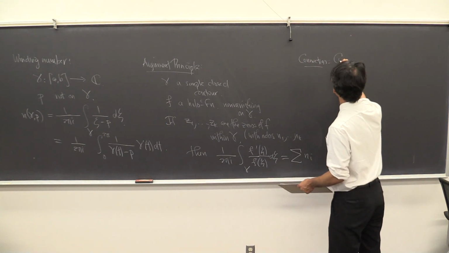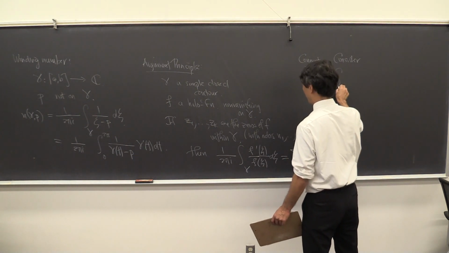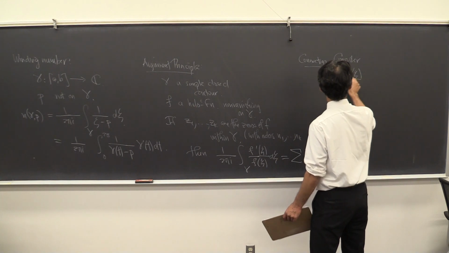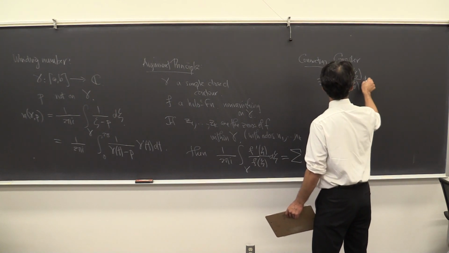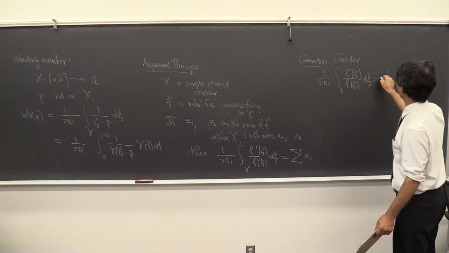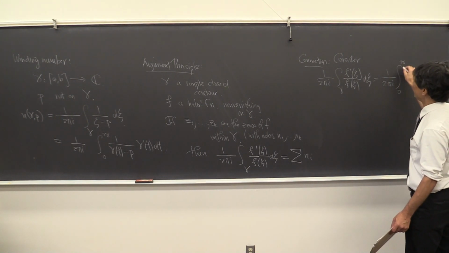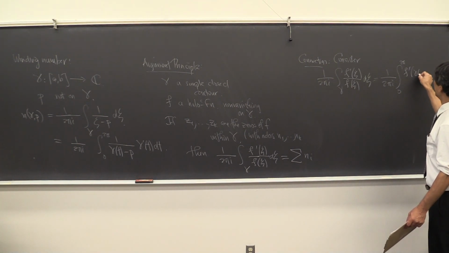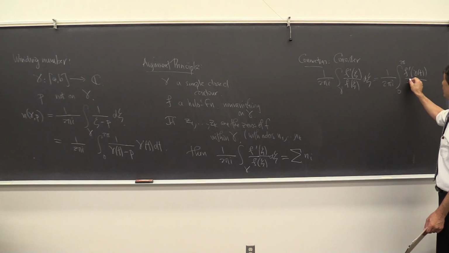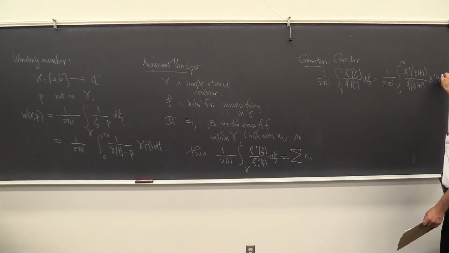But here's the connection. If we consider this thing, 1 over 2 pi i, integral over gamma of f prime of zeta over f of zeta d zeta, what is this thing? Well, just concretely, when you spell it out, it's the integral from 0 to 2 pi of f prime of gamma t, over f of gamma t, and then gamma prime t dt. That's just what it is, of course.